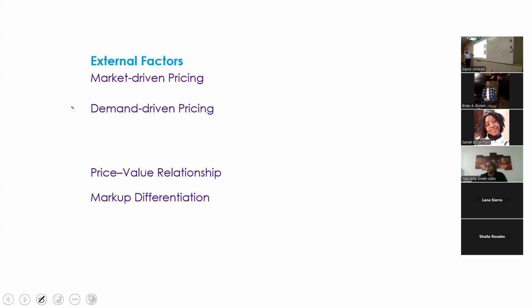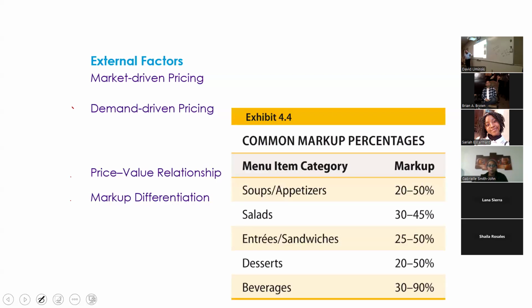Okay. Price value relationship, we've already talked about, and the markup differentiation. This is basically saying that different menu categories have a different markup range that we can use as a guideline to figure out how much we are going to charge for our particular menu items. Okay. So let's do a couple of examples.